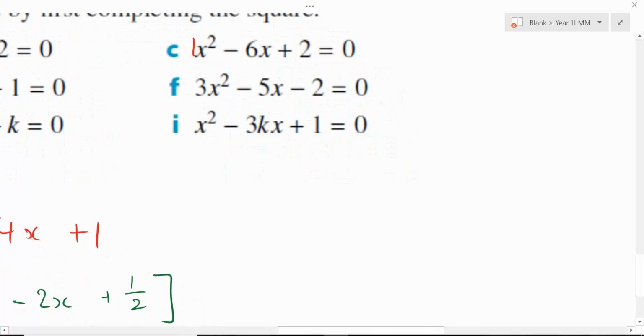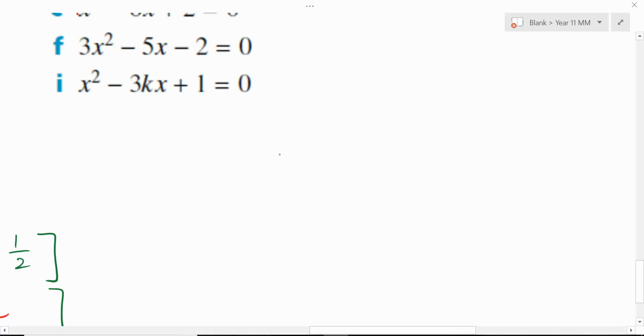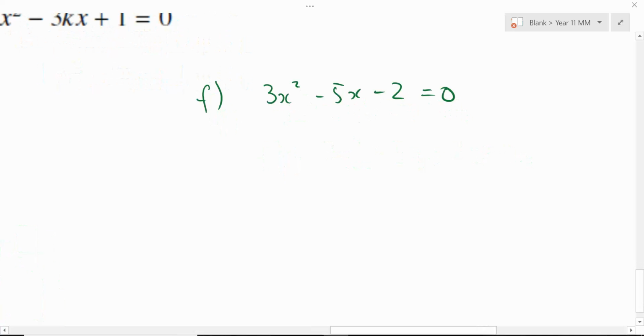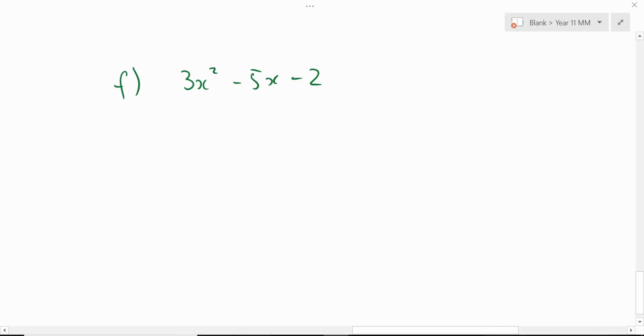Now question F is going to be very similar. If you have a look at F, 3x squared minus 5x minus 2 equals 0. Oh, forget about the equals 0 for now. Same thing again, I don't have 1x squared. What's the issue? It's this 3. So what am I going to do? I'm now going to take out 3 as my common factor. That becomes x squared minus 5 on 3x minus, I know you're not going to like this one, because there's fractions. Same techniques though.